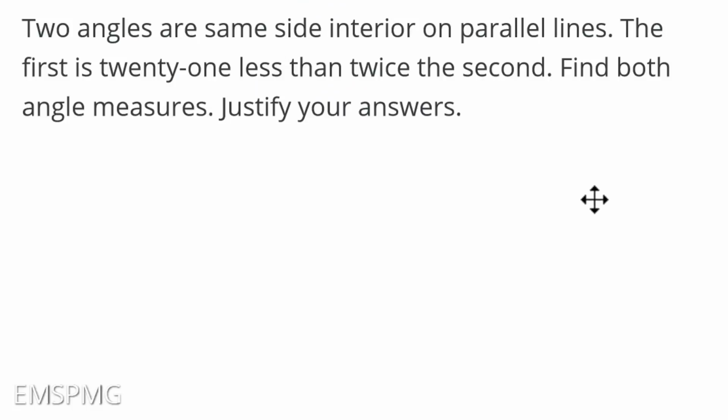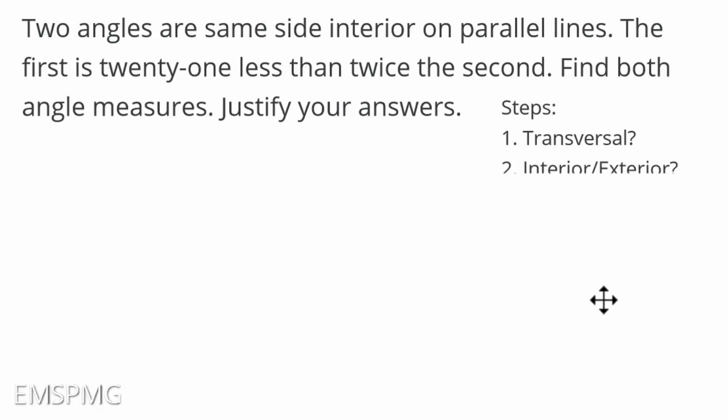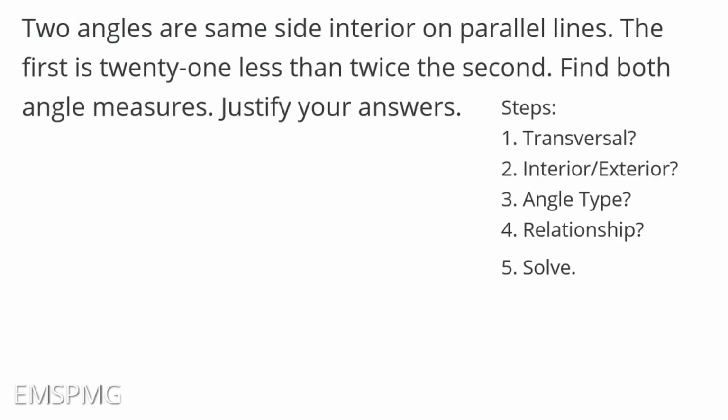Now, following the steps from our instruction, we need to know who's the transversal, which angles are interior, exterior, the angle types, relationship, and then make an equation to solve. What's nice about having this as a word problem is, take a look, two angles are same side interior on parallel lines. I already know that my angles are same side interior. So we get to jump down all the way to number 3. These are same side interior angles. Since they're same side interior, I don't have to worry about transversal, or interior exterior. I already know what type of angles I'm using.